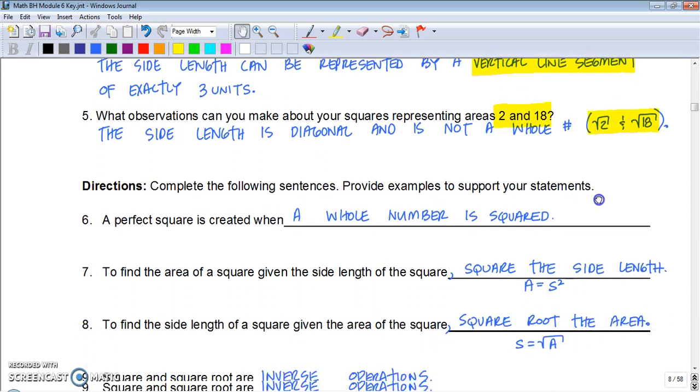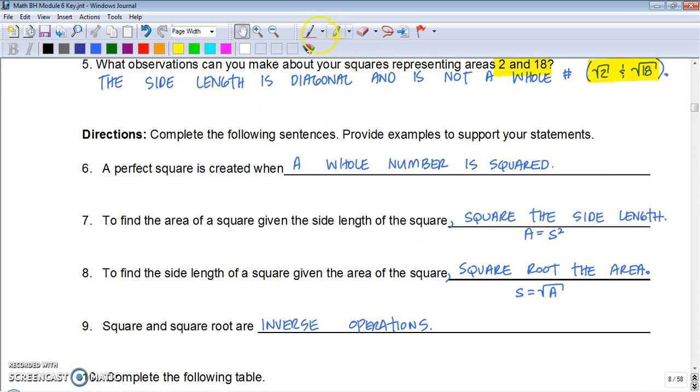So a perfect square is a whole number that is squared. So our perfect squares would be 1, which is 1 squared, 4, 9, 16, 25, 36, 49, etc. Those are our whole numbers squared that get us our perfect squares.